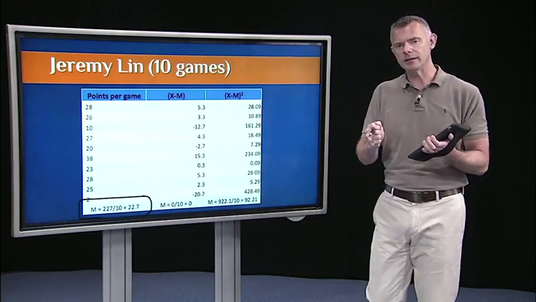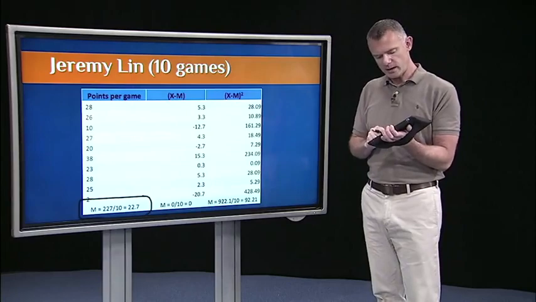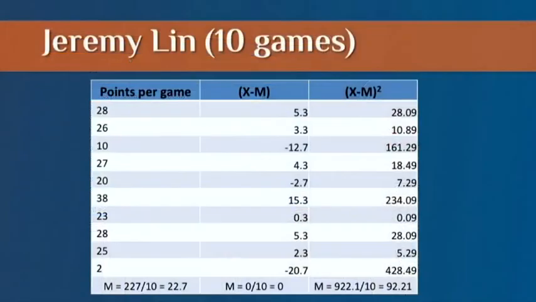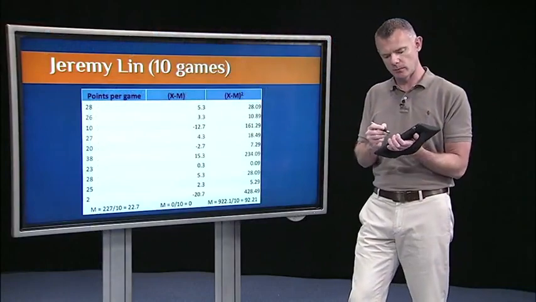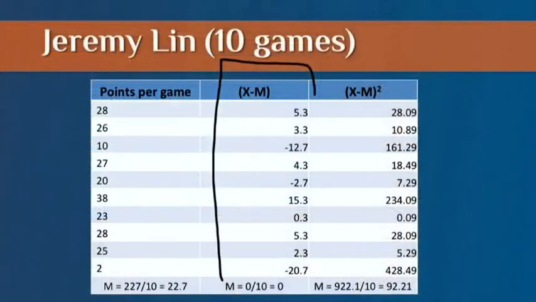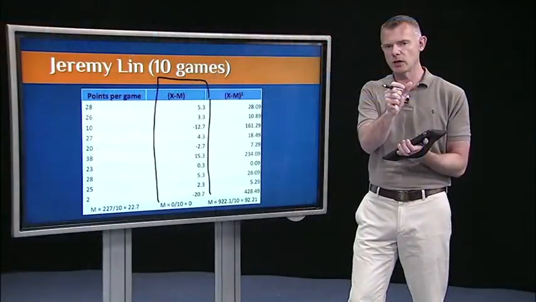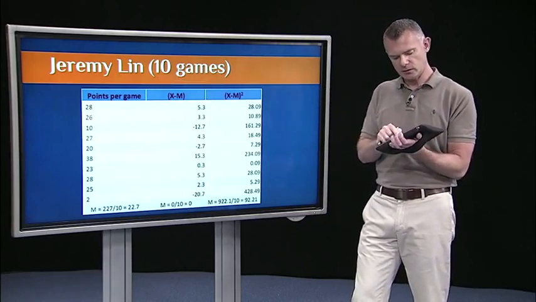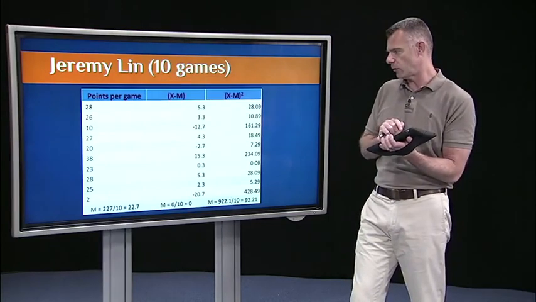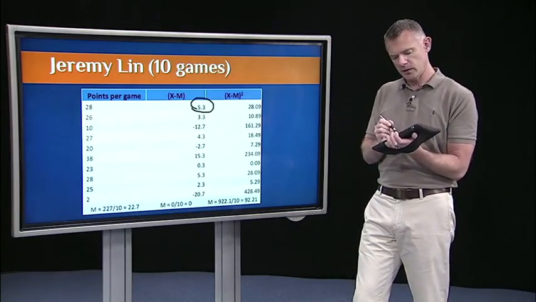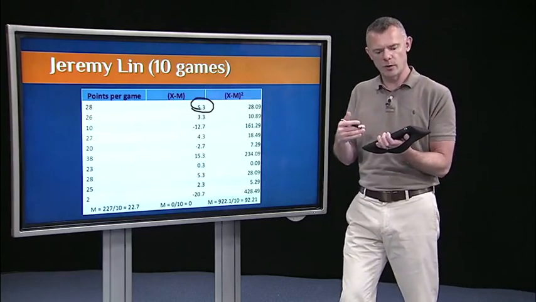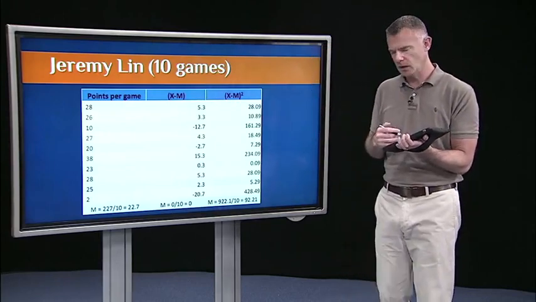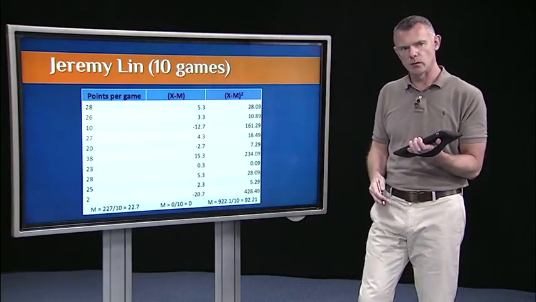But we want to know about his variability over those 10 games. So the way to calculate variability is variance and standard deviation. The first thing we want to do is for each game, we want to calculate what's known as a deviation score. And that's this column. These are deviation scores. So to get a deviation score, I just take how many points did Jeremy Lin score in one game and compare it to his average. So in this first row, I can take 28 and subtract his average, 22.7, and I get 5.3. So he was deviating from his average about 5.3. He was 5.3 above average that night. And so on, I can calculate each deviation score.